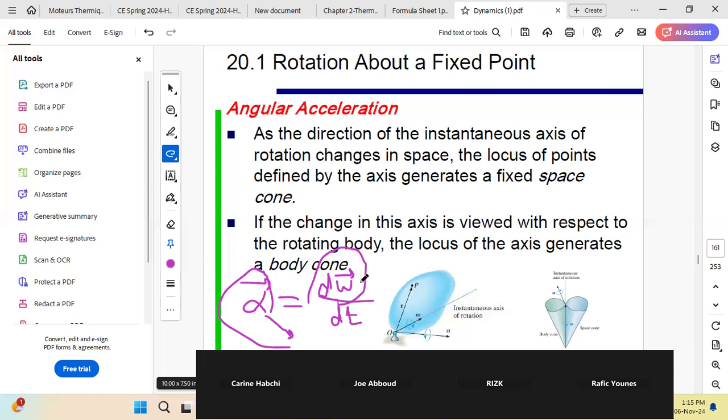One part is due to the change in magnitude of omega, and one part is due to the change of direction of omega, as we'll see in the next slides. So that's why in 3D motion, omega and alpha are not collinear anymore. You have alpha and omega collinear in case of 2D motion. In 3D motion, whenever omega changes in direction, alpha and omega will not be collinear. If omega is only changing in magnitude, not in direction, then alpha and omega will be collinear.